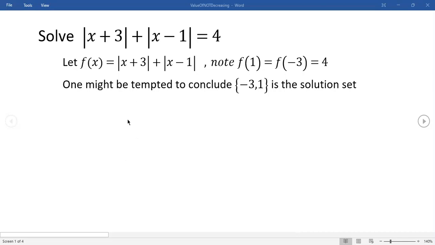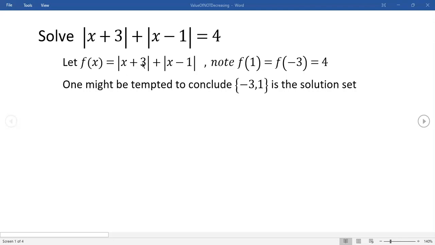What I did is I gave a name to the left-hand side to facilitate substitutions here. I called f of x equal to the absolute value of x plus 3 plus the absolute value of x minus 1. That makes it easier to substitute numbers in a more mathematical symbology sort of way. Notice that if you substitute 1, f at 1, this piece becomes the absolute value of 0, and this piece becomes the absolute value of 4, and so you get 4. That's one solution, but it turns out there's another one when you substitute -3.